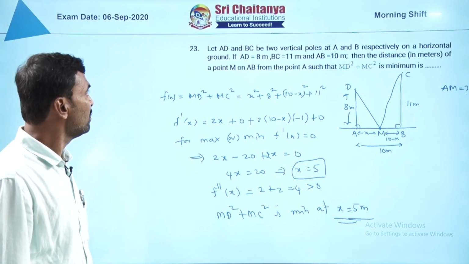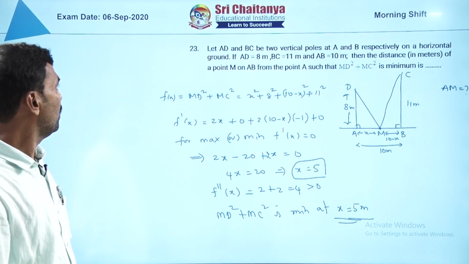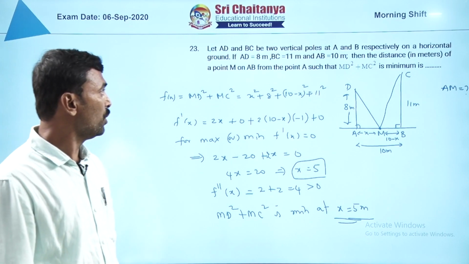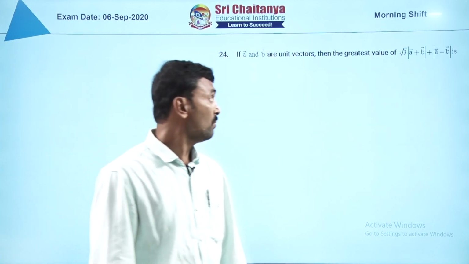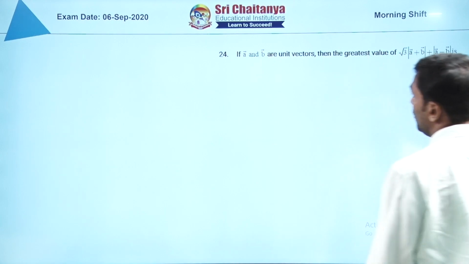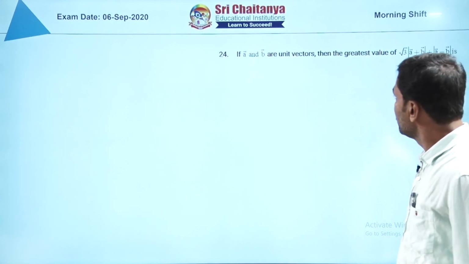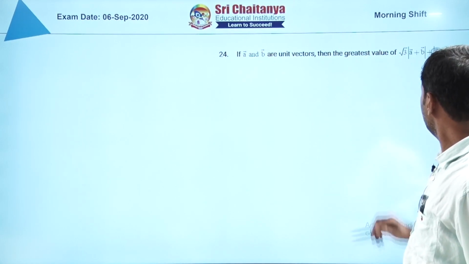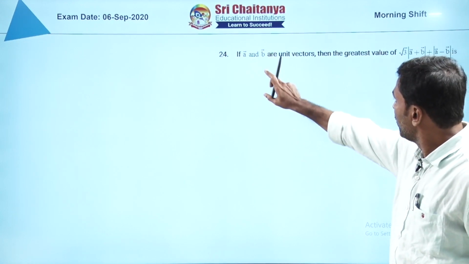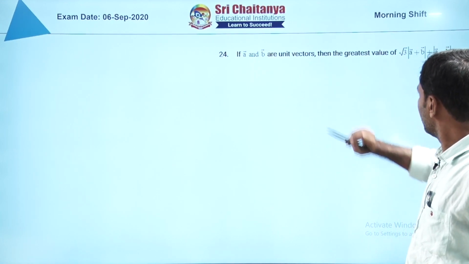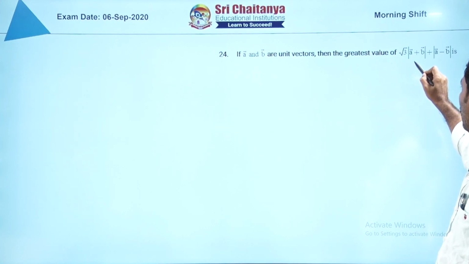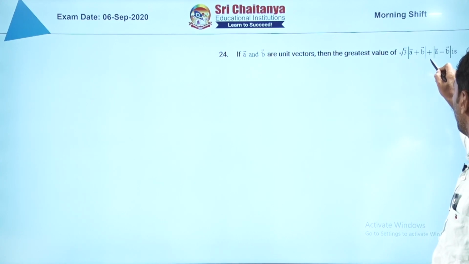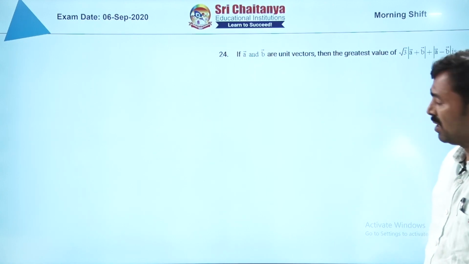With this it completes the 23rd problem. Now, let us go to the 24th problem. Okay. This problem is from vectors. A bar, B bar are unit vectors, then find the greatest value of root 3 times magnitude of A bar plus B bar plus magnitude of A bar minus B bar.